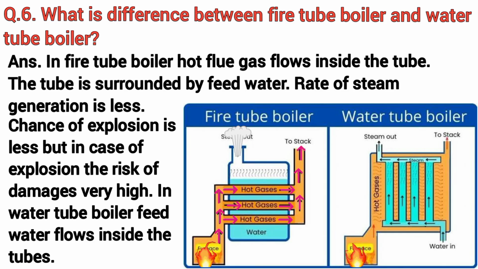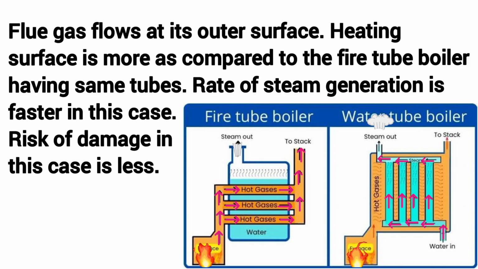In water tube boiler, feed water flows inside the tubes. Flue gas flows at its outer surface. Heating surface is more as compared to the fire tube boiler having same tubes. Rate of steam generation is faster in this case. Risk of damage in this case is less.